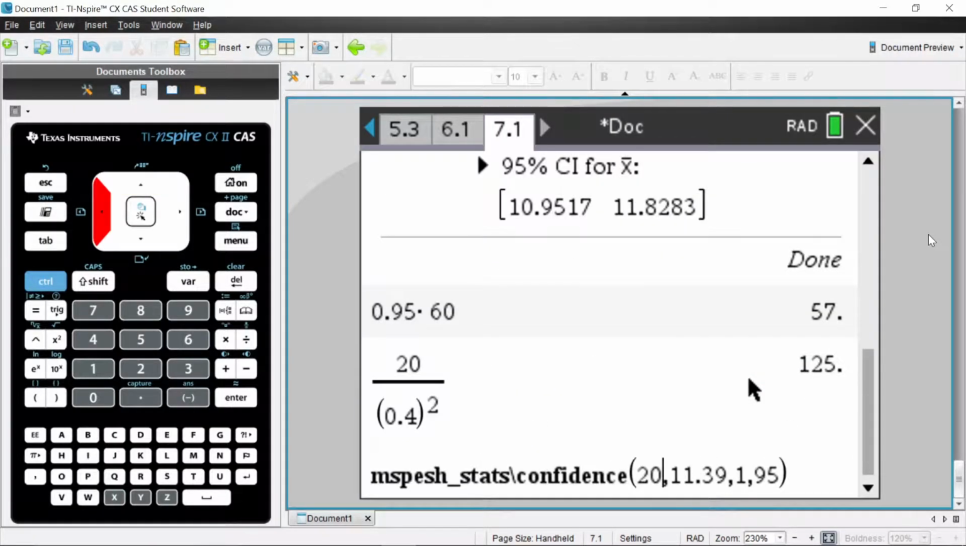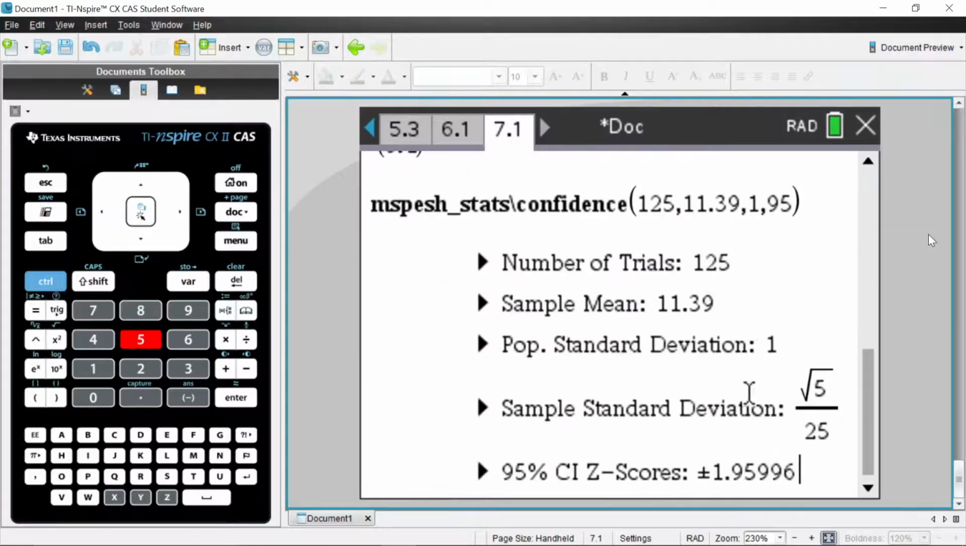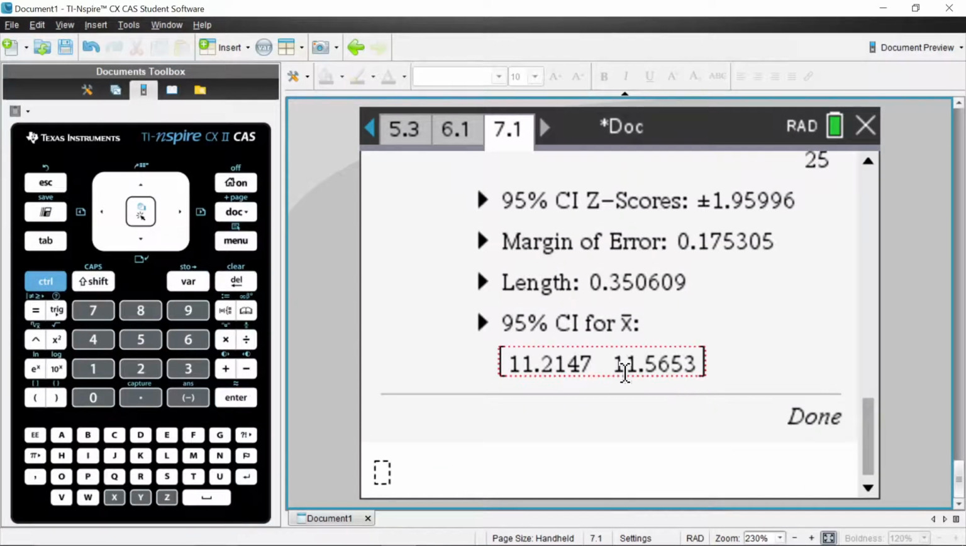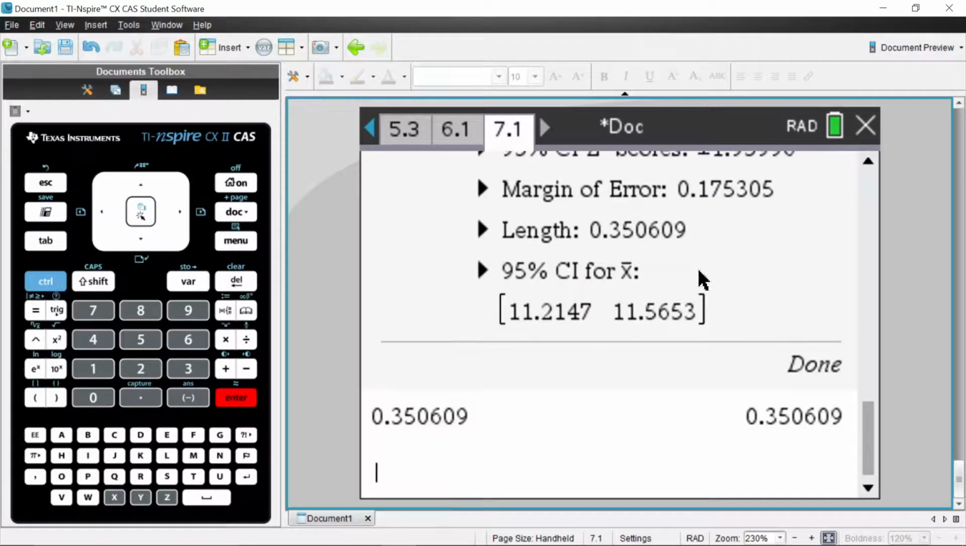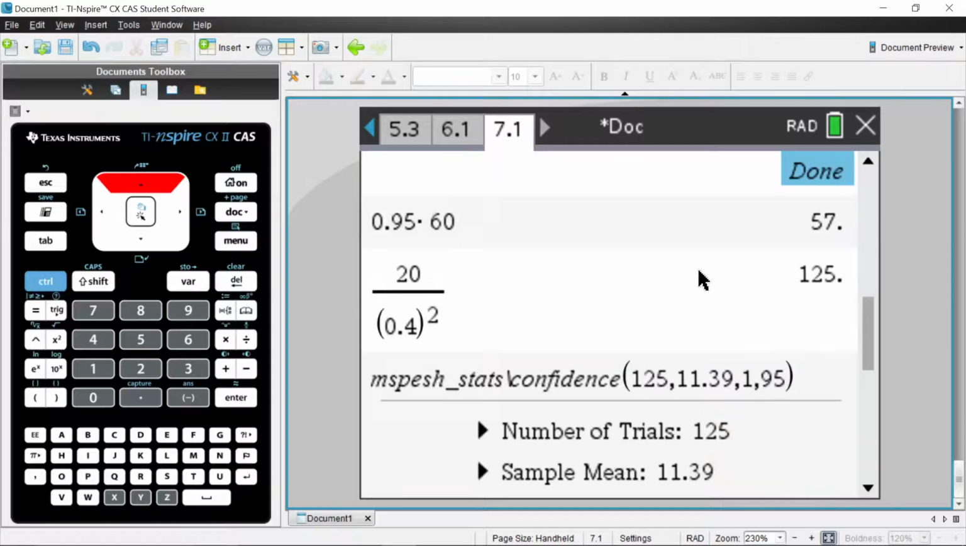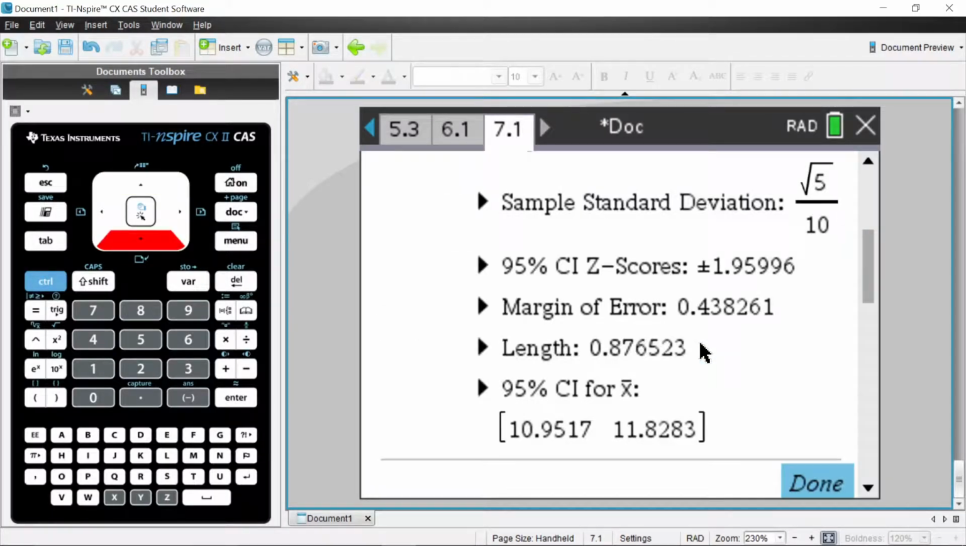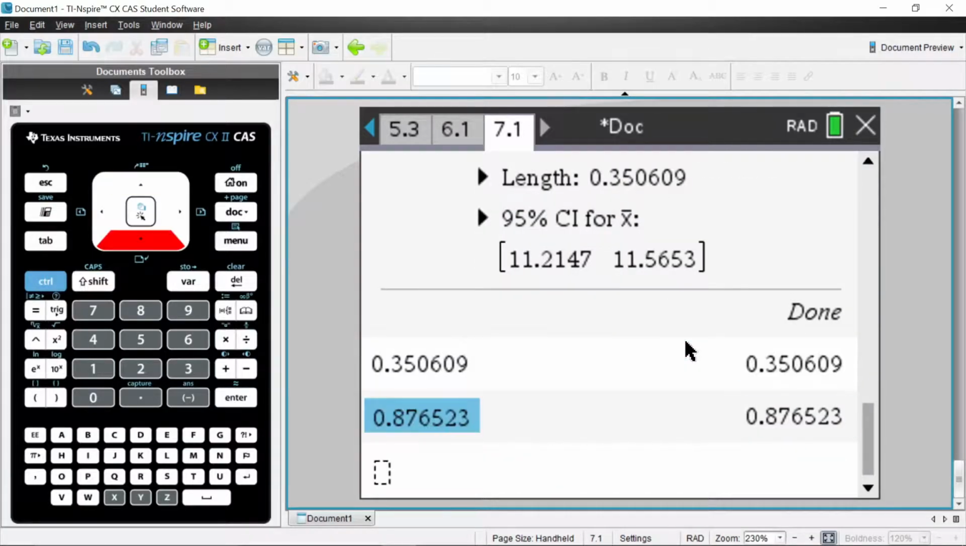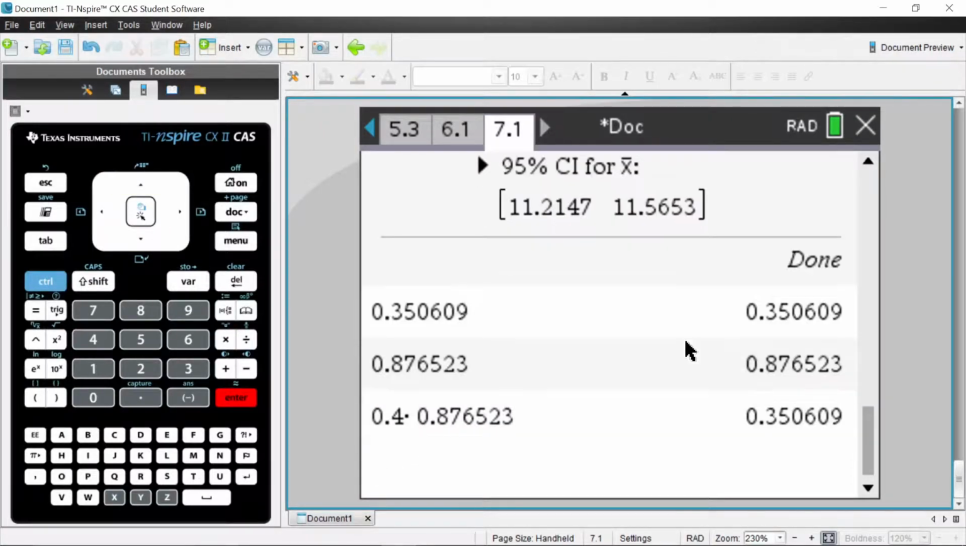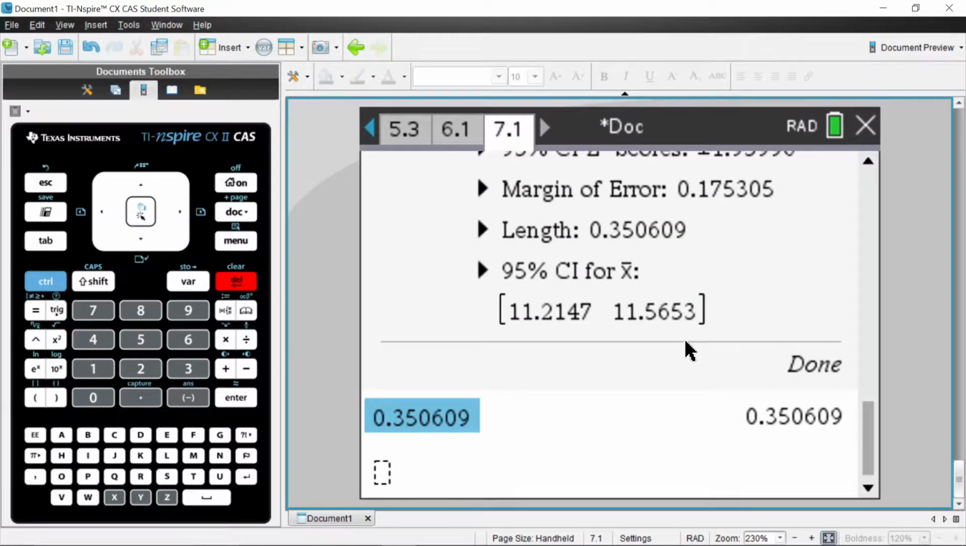I'm just going to check that with the confidence program, just to make sure I'm not getting anything mixed up. So 20 now becomes 125, and I get this. Let's calculate the difference. I can just get the length. Here's the new length, and here's the old length. Is this new length 40% of the old length? It's 0.4 times this, and it seems like it is. So looks like we got it.